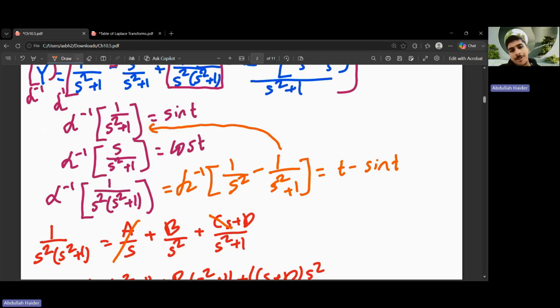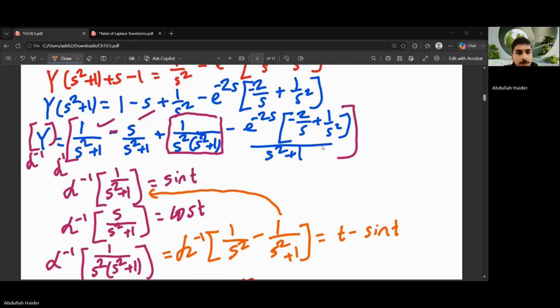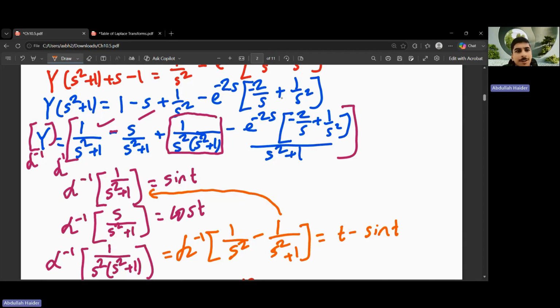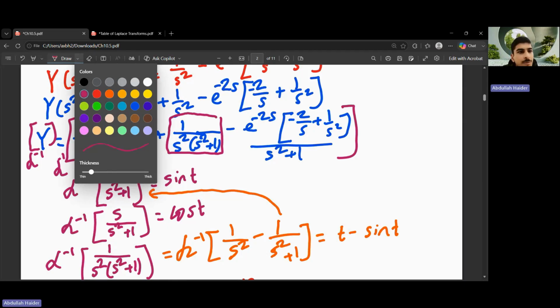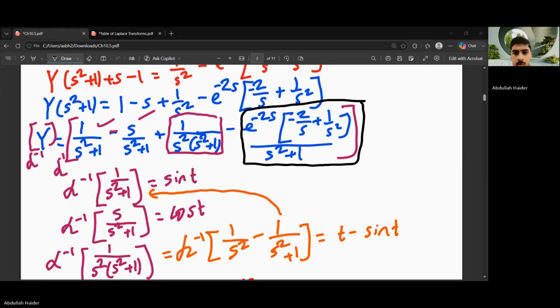This is only 80% of the work done. We have this remaining. It's getting quite long, actually. So now we need to find the inverse Laplace of this thing. Let's think of something.